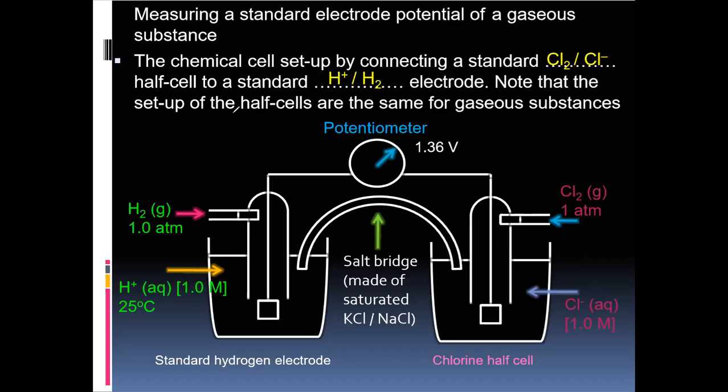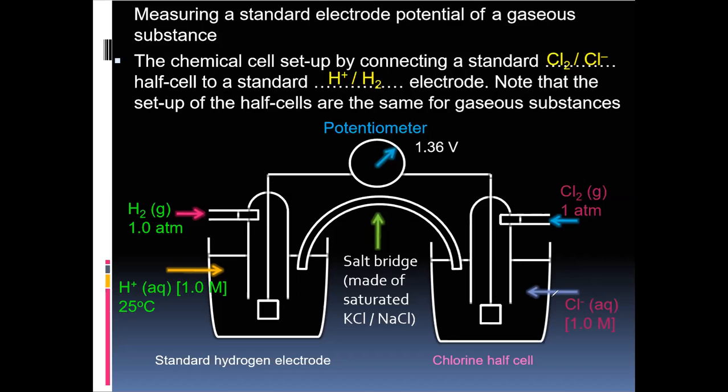And note that the setup of the half cell reaction is the same for a gaseous substance. So exactly the same. This remains the same. This is our standard hydrogen electrode, always on the left. And then on the right hand side, I have my chloride electrode half cell, chlorine half cell.